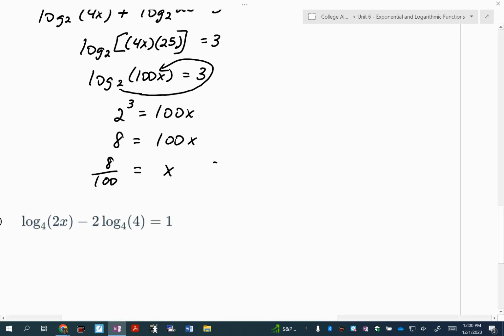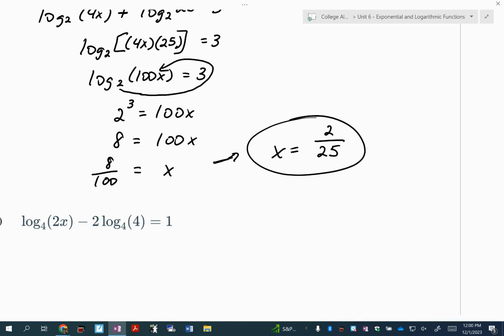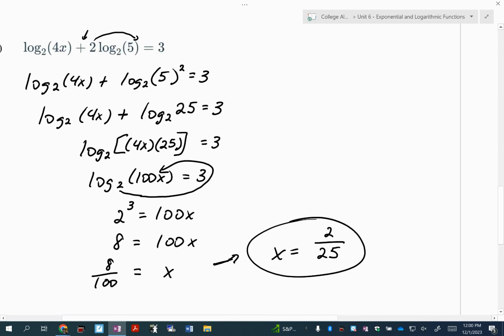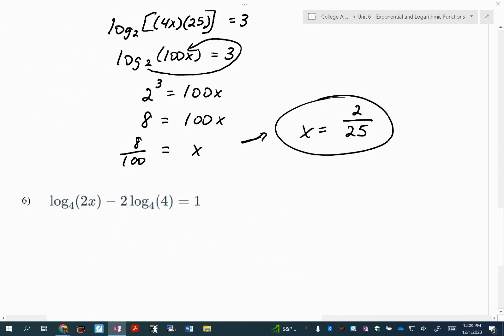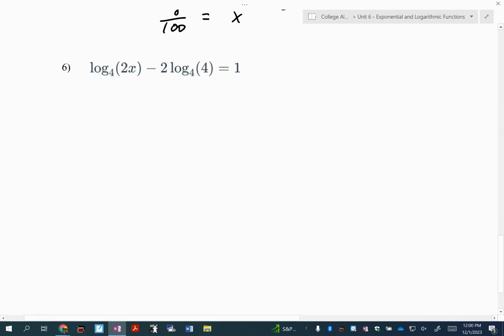Dividing both of those by 4 would give me x equals 2 25ths. Again, if you want to write a decimal, 0.08, that would be fine, but fractions are just fine as well. All right, so that's it for number 5. Let's do number 6. Same process, almost identical, except we have subtraction.